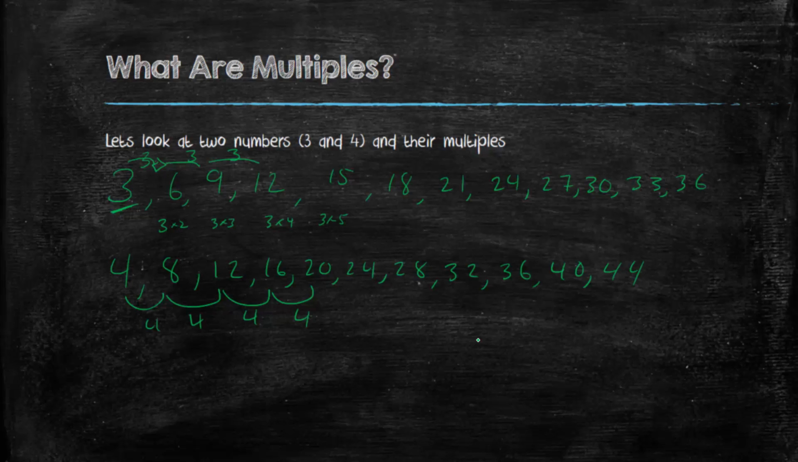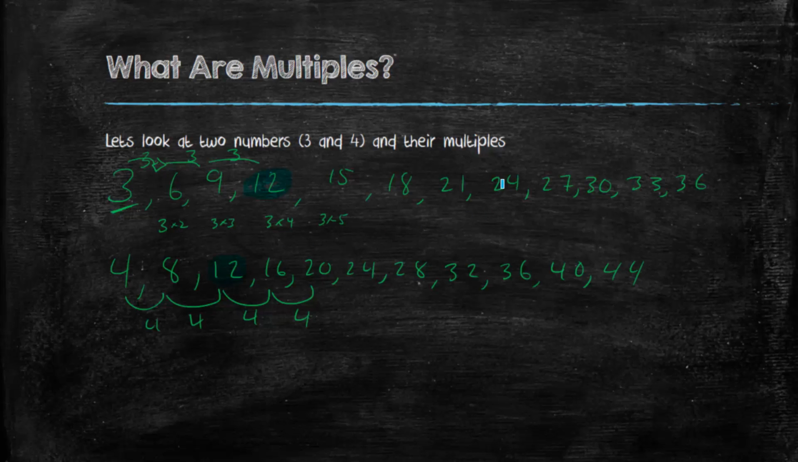Now what we want to do, and this is a task that you'll be doing frequently, is finding common multiples, okay? Common multiples in a set is essentially the multiple that is common between the two numbers. So we want to find the multiples that are common between 3 and 4. Well, let's have a look. 12 appears in both these sets. So 12 is a common multiple of 3 and 4.